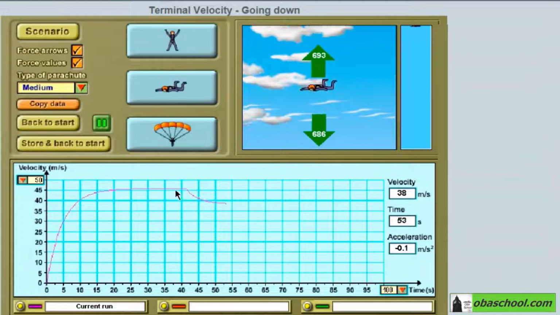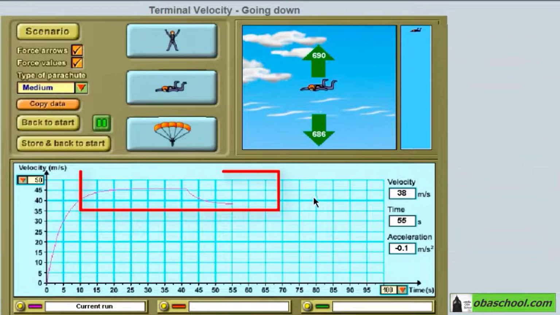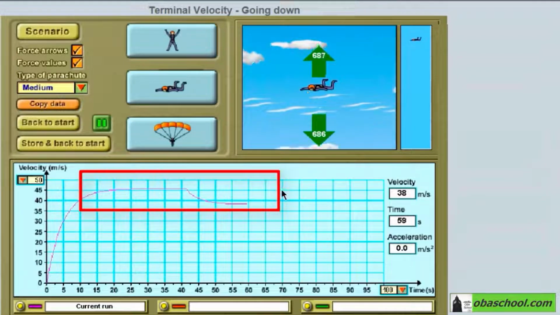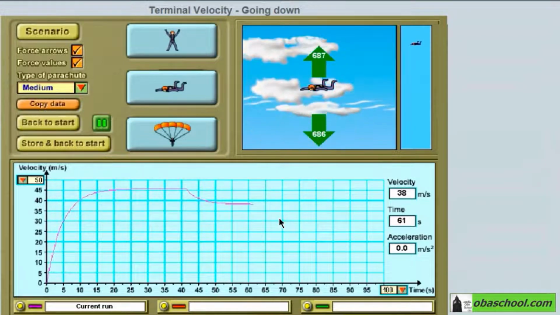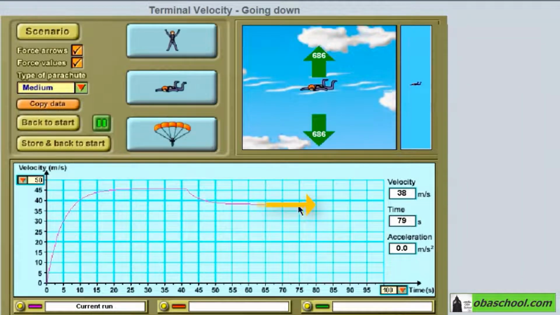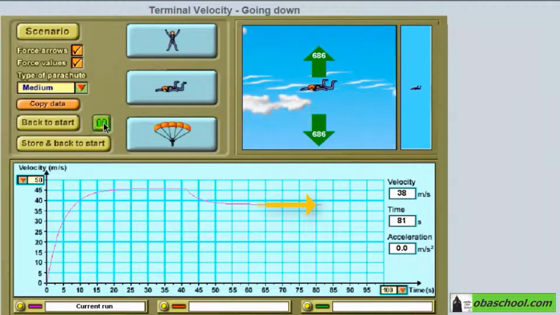Our predictions are correct. The terminal velocity decreases when the skydiver is lying horizontally, and now it has reached a constant velocity, as you can see right here. Now let's click pause and choose the last one to open the parachute.